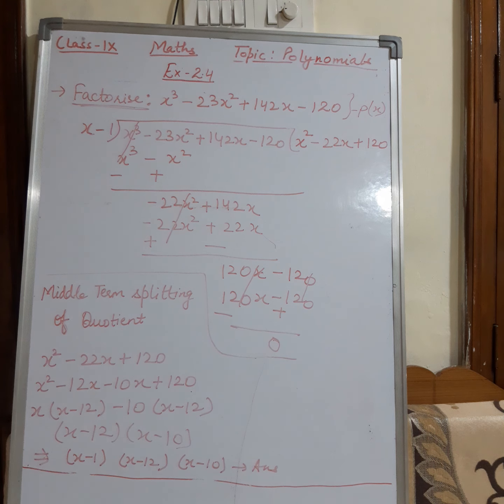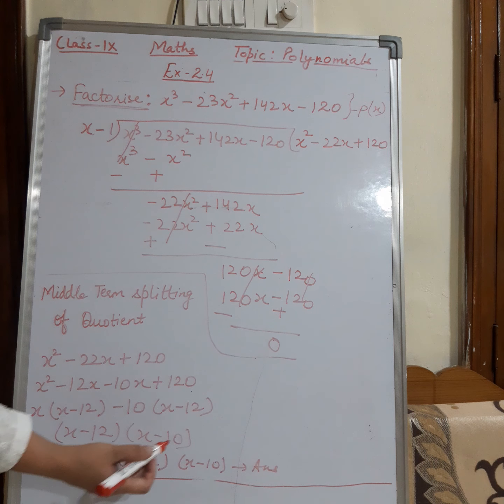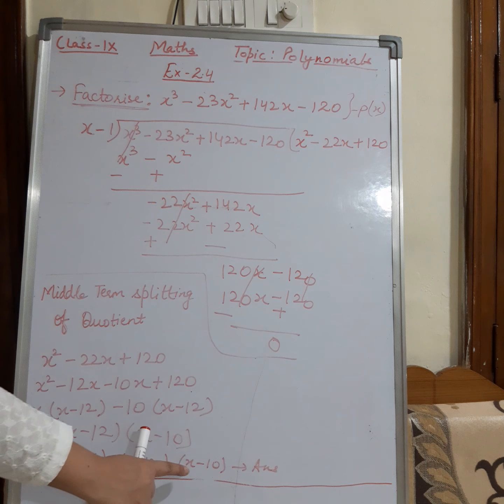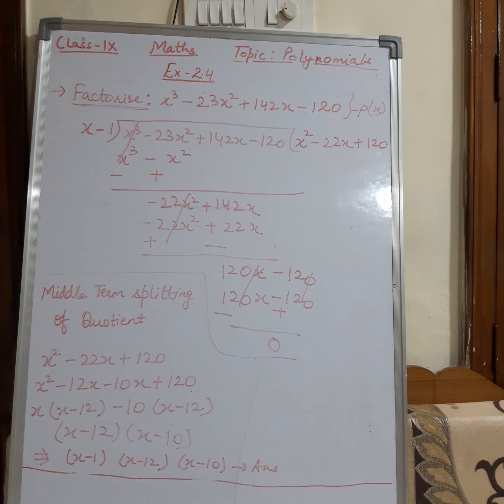Middle term splitting also I have discussed. So here I have done the middle term splitting. I have got two values, x minus 12 and x minus 10. So my first factor was this. So the total three factors are x minus 1, x minus 12 and x minus 10. Fine. This is a very important question, and this was all about exercise 2.4.